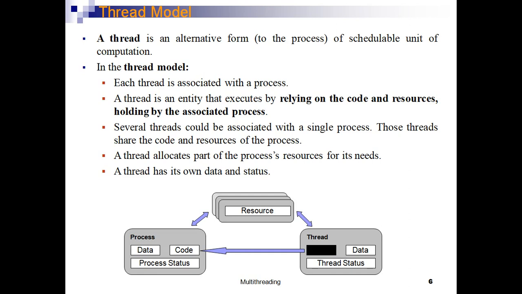As we discussed previously, a thread has its own data and status. I hope by this time you know what is meant by a thread. A thread is a small program which has its own data and status, and also its own code and resources. But these are under the process control, that is, the memory which is allocated to the process. Within that only the thread will execute. A process may consist of a single thread or multiple threads.